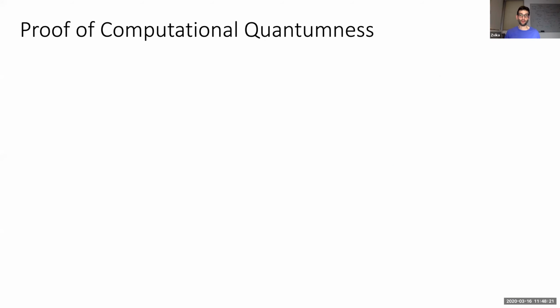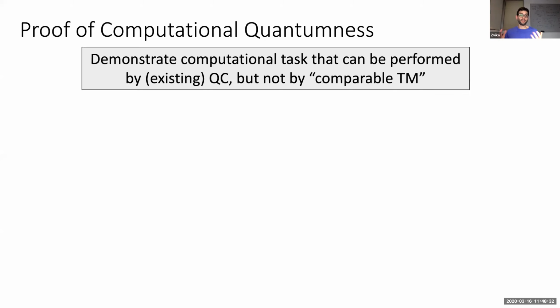So the last thing that I want to talk about a little bit more is this notion of proof of computational quantumness, and the different approaches, and what is the difference of the approach that uses lattices. So as I said, in this context, what we want is to demonstrate a computational task that can be performed by an existing quantum computer, but not by a comparable Turing machine, or by a comparable classical device.